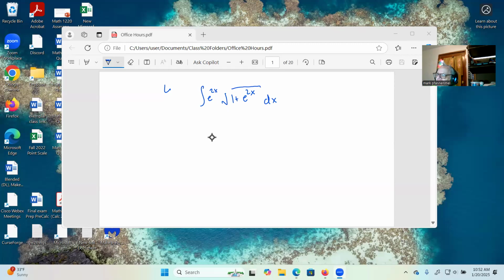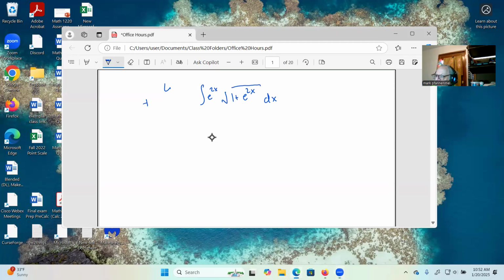This is worksheet 1, problem number 2, or problem B. And we have to integrate e to the 2x times the square root of 1 plus e to the 2x dx. Now, this one is a little troubled. What are we going to pick for our u? Let me show you the pitfalls.